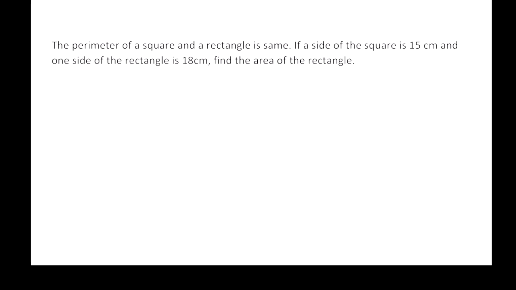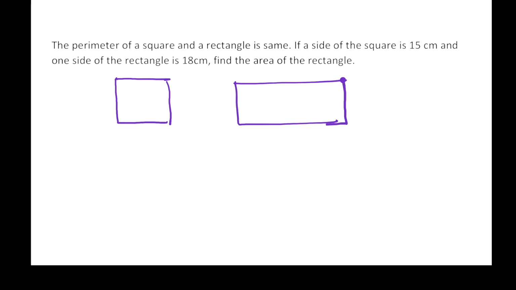The perimeter of a square and a rectangle is the same. If a side of the square is 15 centimeter and one side of the rectangle is 18 centimeter, find the area of the rectangle. First, let's draw it. This is our square and this is the rectangle.